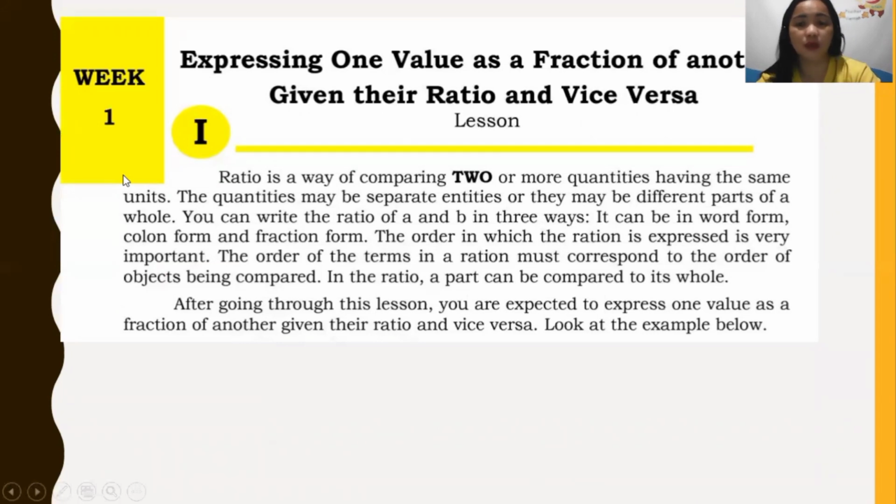Now, according to our module, ratio is a way of comparing two or more quantities having the same units. The quantity may be separate entities, or they may be different parts of a whole. You can write the ratio of A and B in three ways: word form, colon form, or fraction form. The order in which the ratio is expressed is very important. The order of the terms in the ratio must correspond to the order of the objects being compared. In the ratio, a part is compared to its whole. After going through this lesson, this is our objective: you are expected to express one value as a fraction of another given their ratio and vice versa.